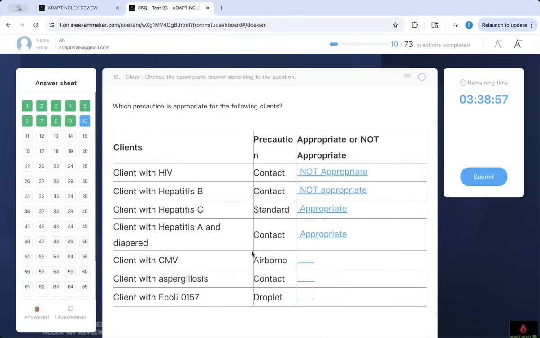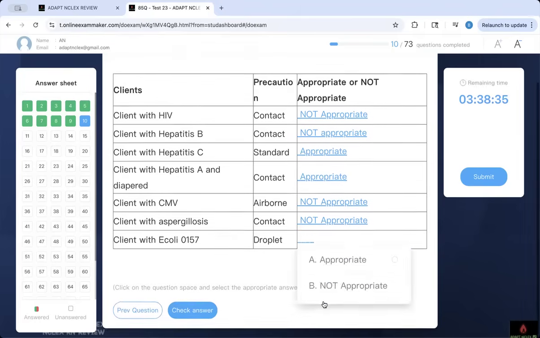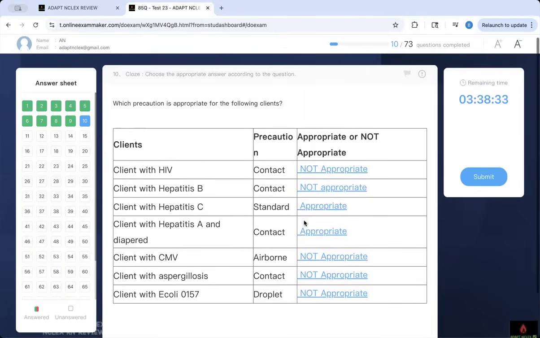CMV is what? Standard precaution, not airborne, so inappropriate. Aspergillosis, it affects your lung, but what? It's a fungal infection. This is not appropriate. And E. coli is not what? Droplet. E. coli is a contact. Diarrhea, dysentery are related to that. Therefore, appropriate. Did you get it right? I hope so. You keeping track of your score?